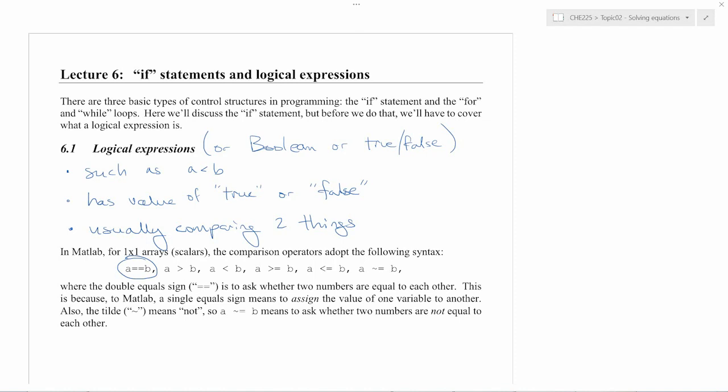In addition to that, some things that you'll have to remember: when you want greater or equal to, it's the greater than sign, then the equal sign. Less or equal to, it's the less than sign, and then the equal sign. And if you want not equal to, you type your little tilde. So A tilde equals B. That means, is A not equal to B?